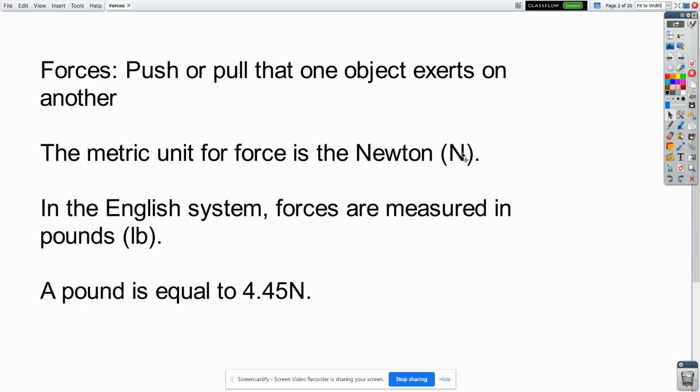In the English system, forces are measured in pounds. So everywhere we would use pounds in our day-to-day lives, you could use newtons if you wanted to be metric. But that doesn't usually happen. In metric countries, they tend to use kilograms instead of newtons. Newtons typically would show up in things like springs.